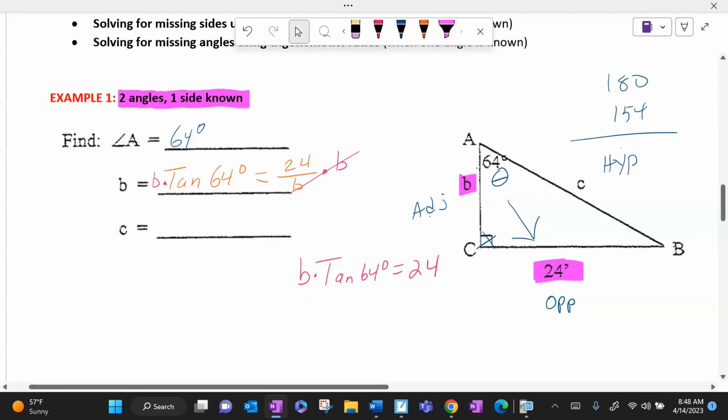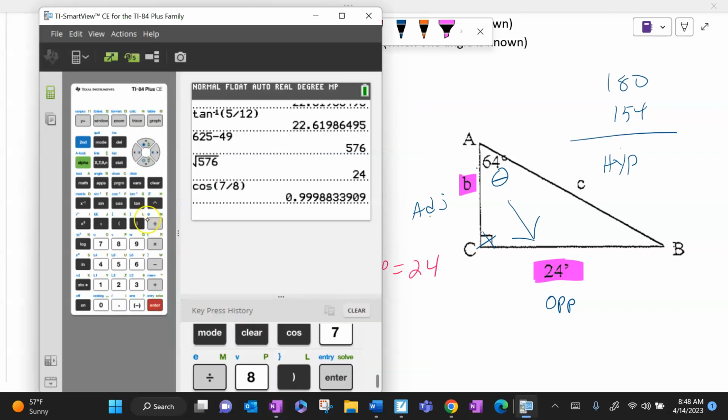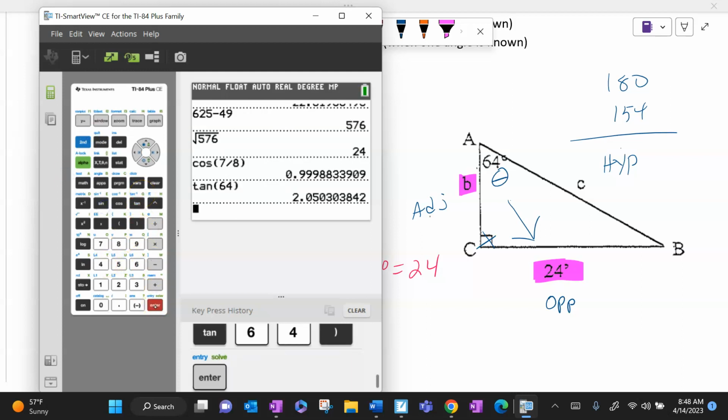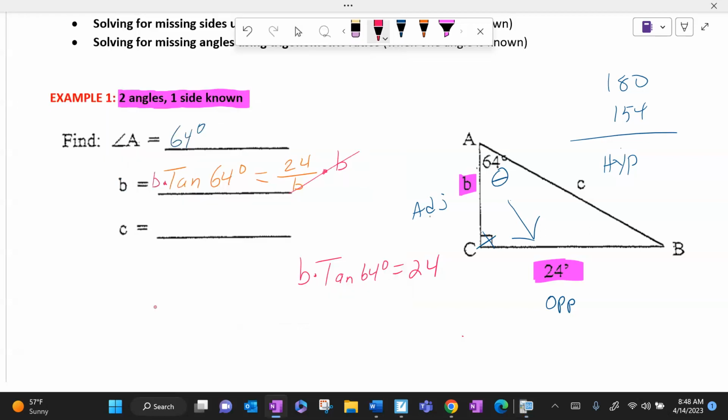Now, I know it's strange that we have this word, right? But the tangent of 64, if you type that in your calculator, it's really just a number. So the tangent of 64 ends up being 2.05-ish. So it's just a number, right? So if I had b times 2, well, how do we solve that equation? How do we get b by itself? We do the opposite. We divide by 2. Whatever we do to one side, we do to the other.